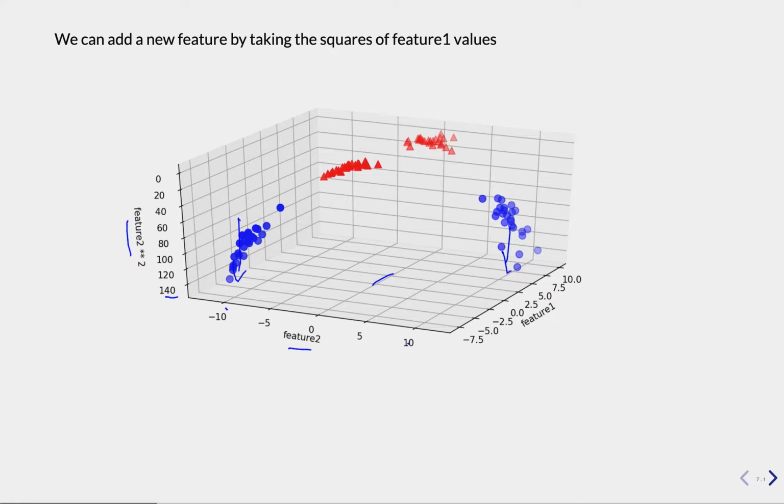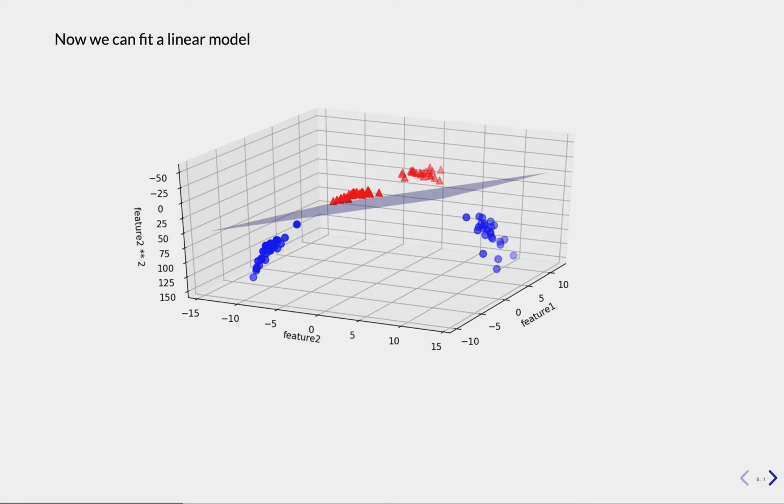Now, it's just 3D because that's all I can plot. But in general, you can see that if you do this, you can move these points away from each other in this high dimensional space. And by doing that, you can learn a linear hyperplane through these points, right? So all I did is just add an extra feature, and now this data becomes linearly separable.